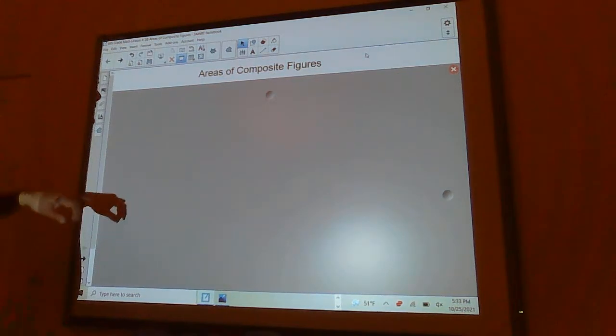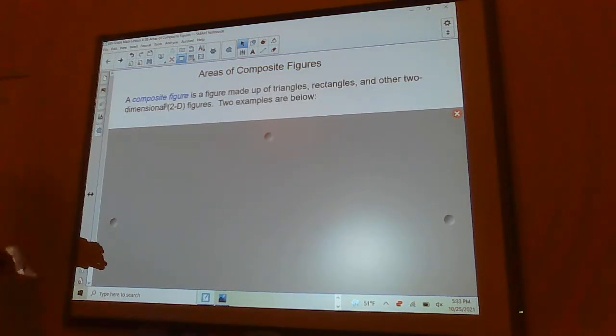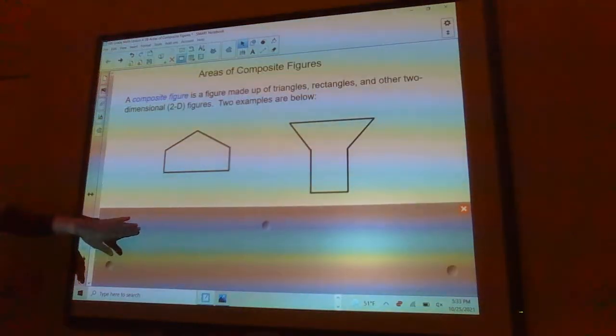Hey everybody, today we're going to talk about areas of composite figures. So first of all, what's a composite figure? A composite figure is a figure made up of triangles, rectangles, or other two-dimensional figures. So we've got a couple of examples here.